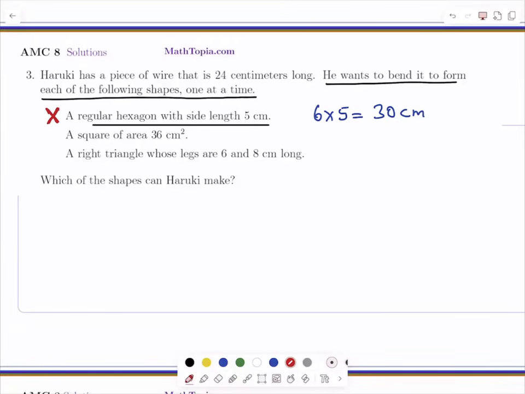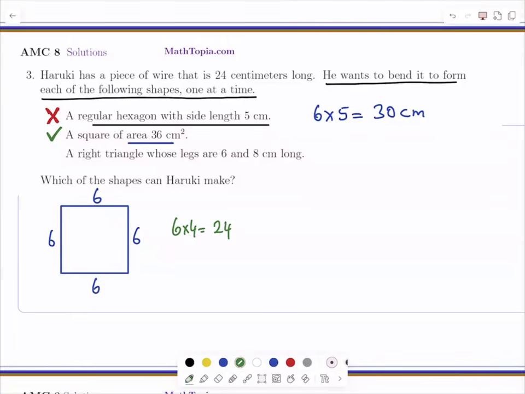Good idea. Let's take a look at the second one, Yusuf. A square with area 36. Therefore, one side has to be 6, because if you multiply 2 sides of a square, you get the area. 6 times 6 is 36. Therefore, the second one is possible, because 6 times 4 equals 24, which is just enough.